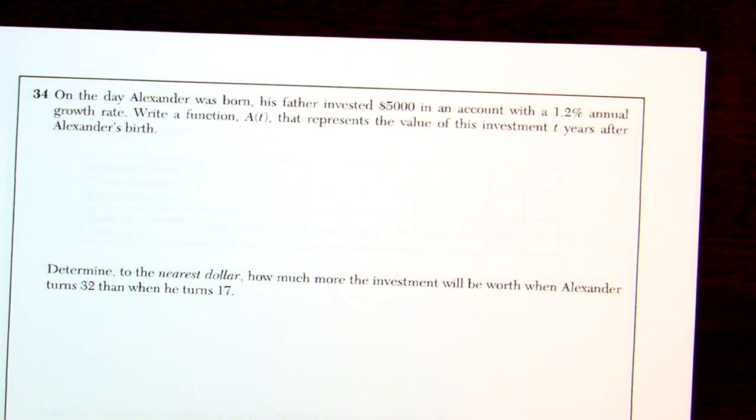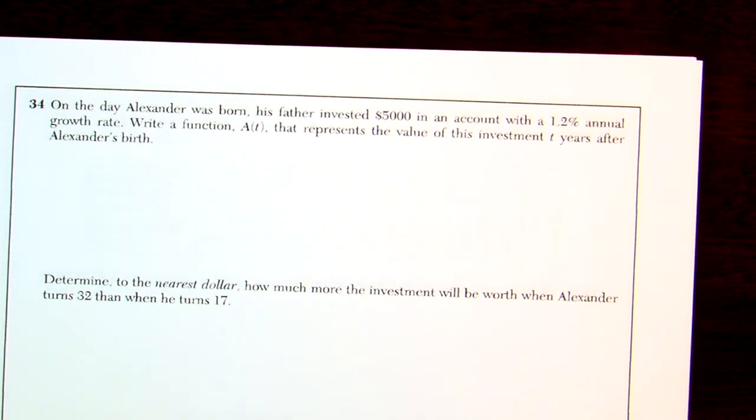So on the day Alexander was born, his father invested $5,000 in an account with 1.2% annual growth rate. Write a function, A of t, that represents the value of the investment t years after Alexander's birth. So there's a few things here. You have to remember the equations for growth, decay, or appreciation, depreciation. The two equations are very similar.